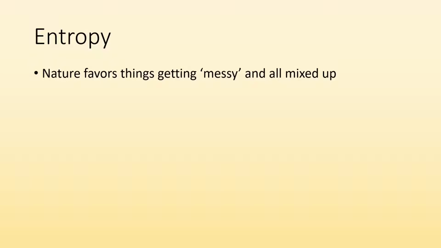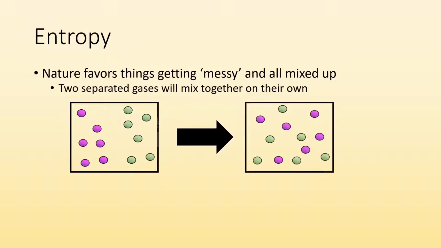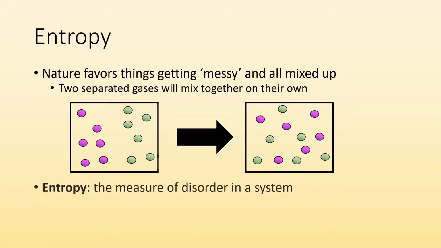So entropy has to do with how messy things are. So nature favors things getting messy and all mixed up. If you had two separated gases and you got rid of that wall between them, they're going to mix together all on their own, right? You get rid of that wall, come back later, they're all mixed up. You didn't have to do anything. They've gotten messier all on their own.